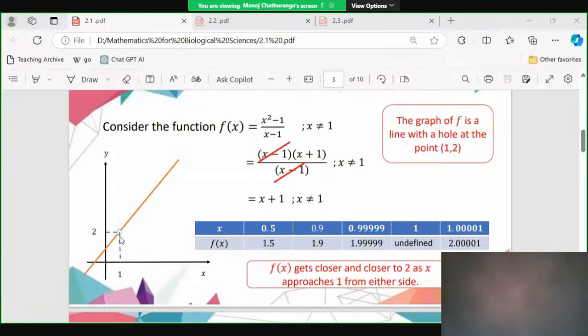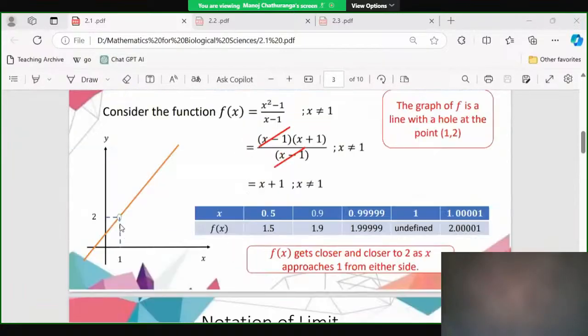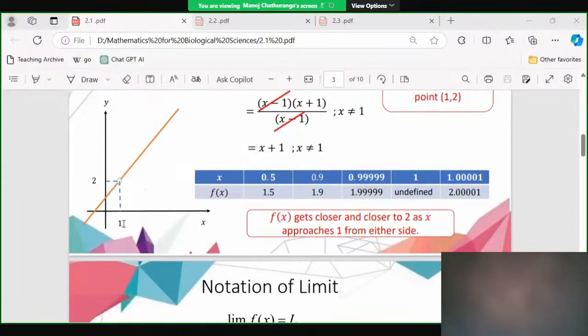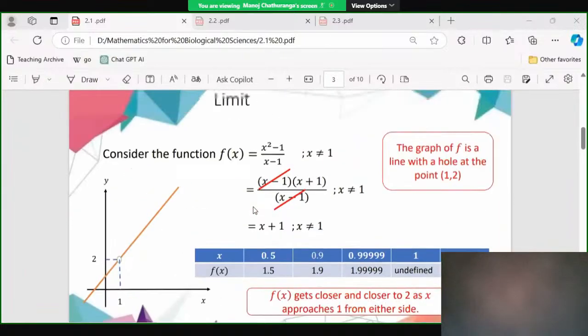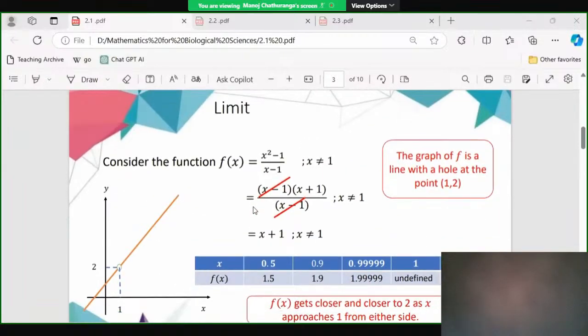So this is what we call the limit. When x goes to 1, the limit of the function is 2. 1 is not in the domain of the function, but as we reach 1, the limit of the function is 2. Right? So this is what we are dealing with in this chapter.